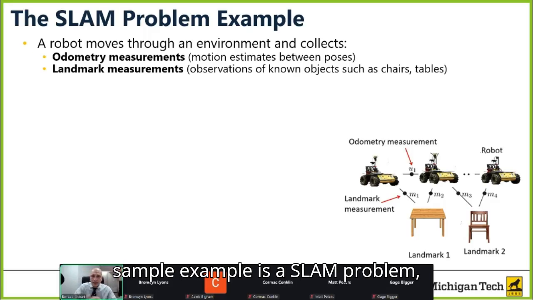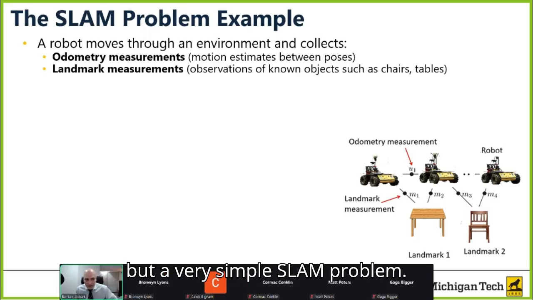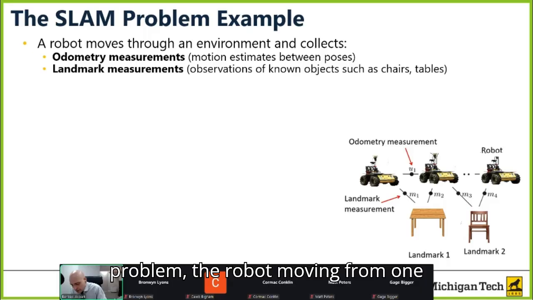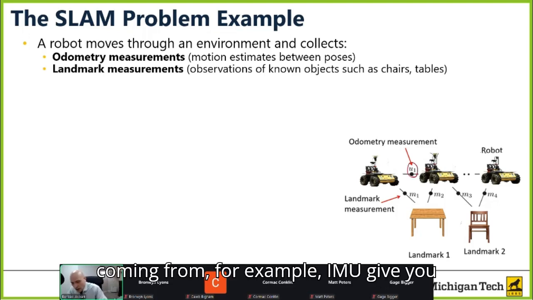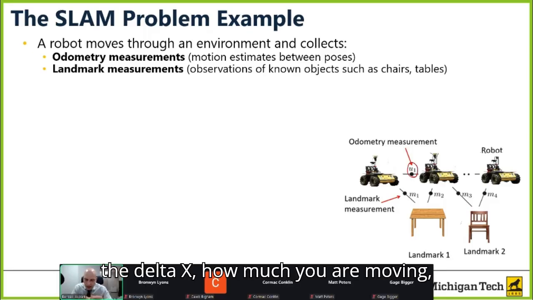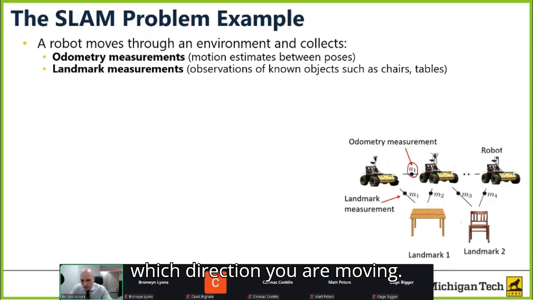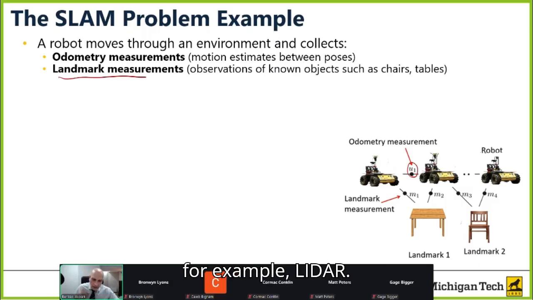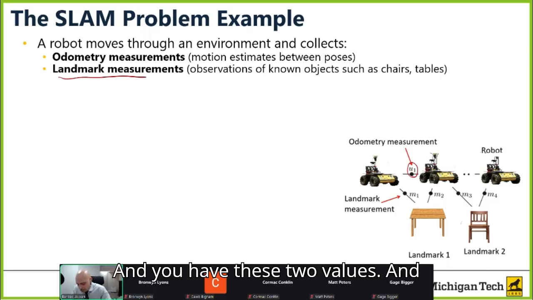Let's see how we can do this for a sample example. The best sample example is a SLAM problem, but a very simple SLAM problem. We call it a toy SLAM problem. In this SLAM problem, the robot moves from one position to another. We have some odometry, coming from, for example, an IMU, which gives you the delta x, how much you are moving and in which direction. And you also have landmarks, with sensors like LiDAR that give you the distance to landmarks. You have these 2 values, and this is the shape that you can see. This is the main part.